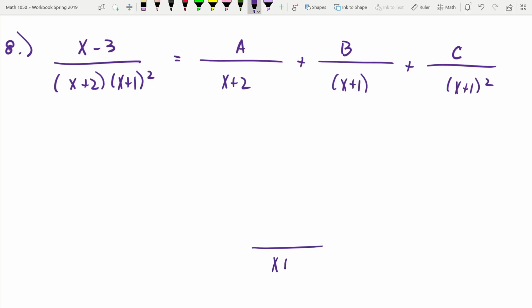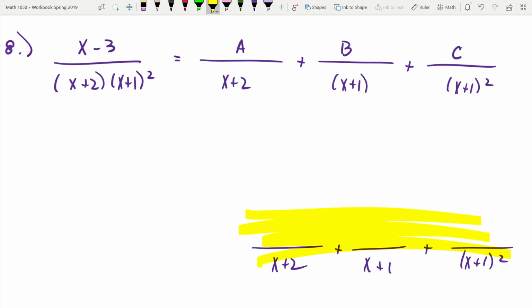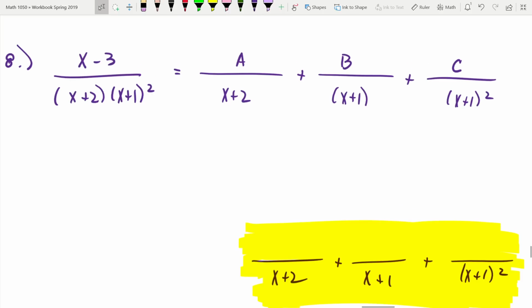I'm going to come down here to where I'm going to write my answer, and I'm going to set myself up. So once I find A, B, and C, I can just stick them right there where they're supposed to go. Some people don't write their answer in the right form. The form that it's supposed to be in is what I'm writing right now. It's not A equals this, B equals that, C equals that. It's the right-hand side. Now I'm going to multiply all those terms by x plus 2 times x plus 1 squared.